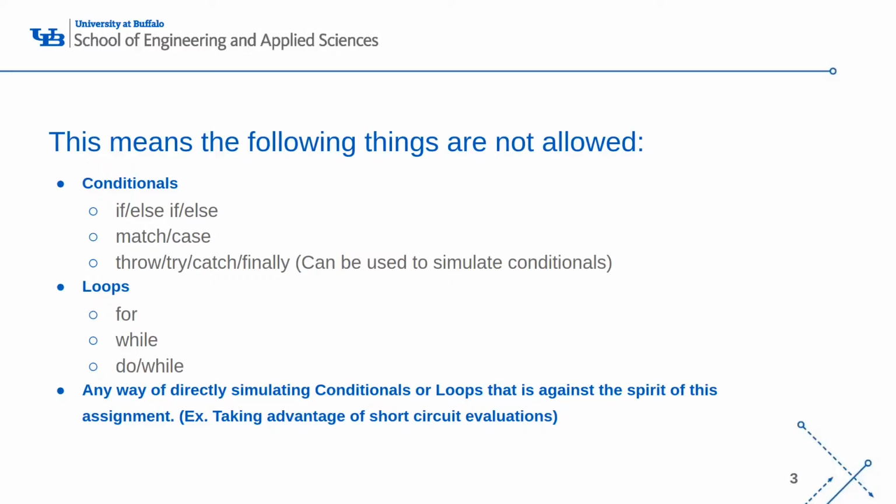So if you take advantage of short circuit evaluations, your code won't be run. Anything that's against the spirit of the assignment, you want to do it in such a way that you're not using any conditionals, even if they are technically allowed. In order to get around conditionals, loops, and short circuit evaluations, you should be looking into state variables and state diagrams. There are a lot of online resources that can help you there, and all of the TAs are capable of helping you with that kind of stuff.